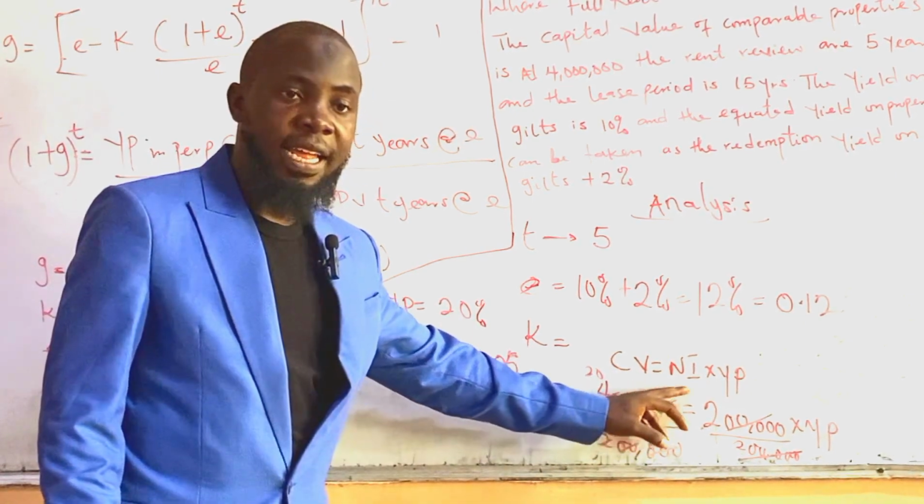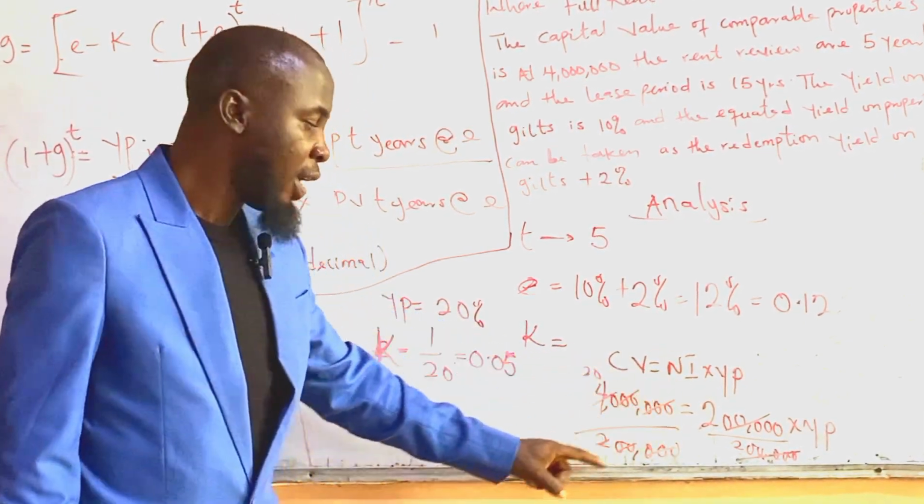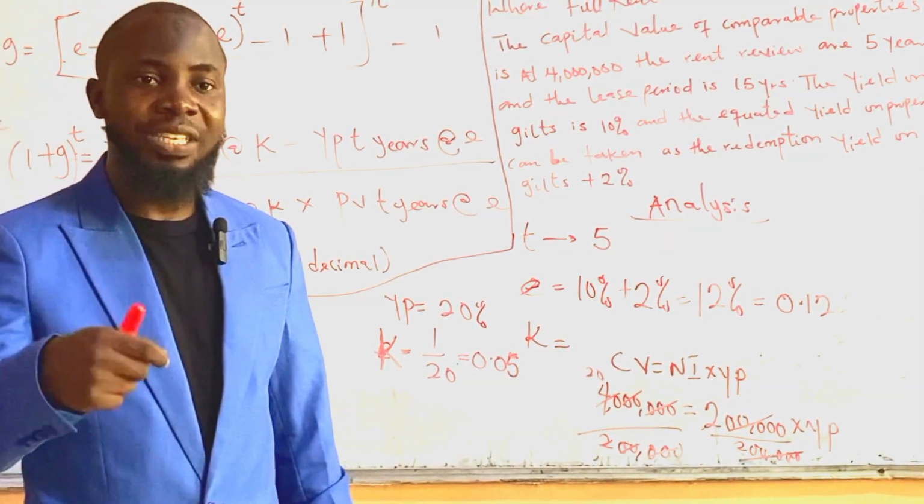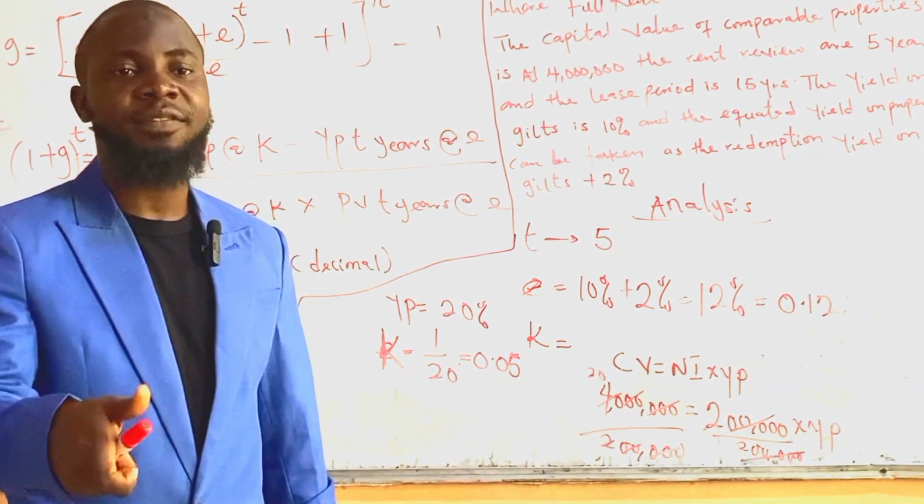CV all over net income, capital value over net income. Anything you have, just use it to divide 1. Any value you have, use that value to divide 1. 1 over that value, you have your answer.